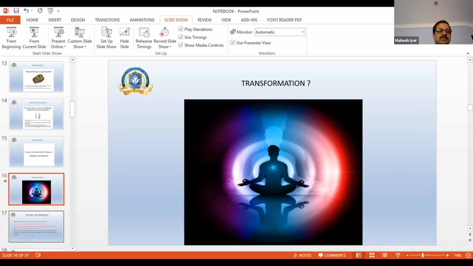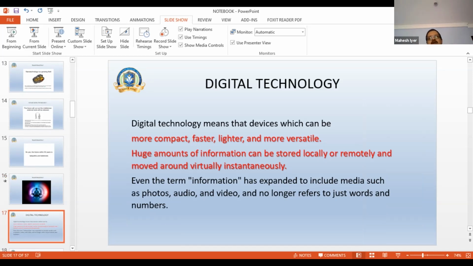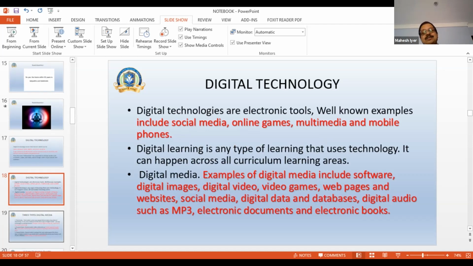That was a transformation. But now, even though we have already transformed to this level, let us know the basic things. It has already been discussed by many of the speakers. Let us know what digital technology is. Technology is a device. We always want to improve ourselves in all means. We want a compact technology. We want it faster, lighter, and more versatile, and we want to store a huge amount of information in our palm. That is what is called digital technology. Digital technology, the tool, we know that. But what is digital media?